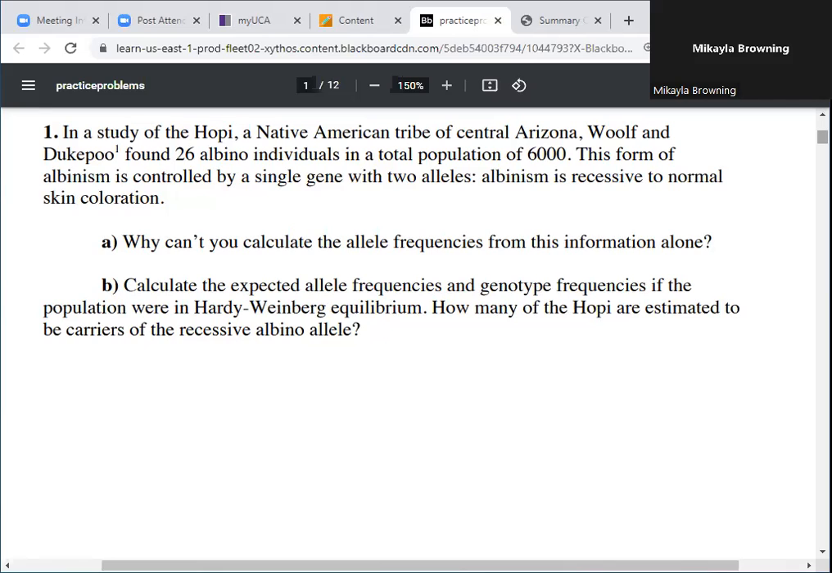We'll calculate the expected allele and genotype frequencies if the population is in Hardy-Weinberg. So I'm going to hit the lights, and let's go to the whiteboard.